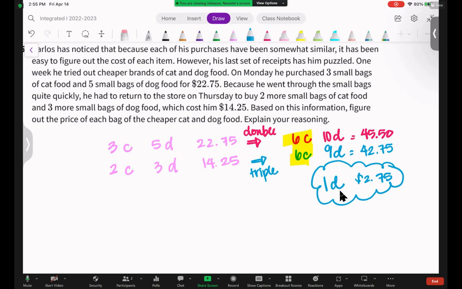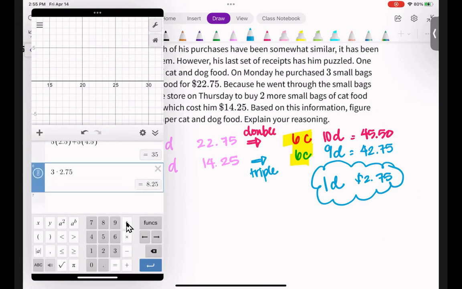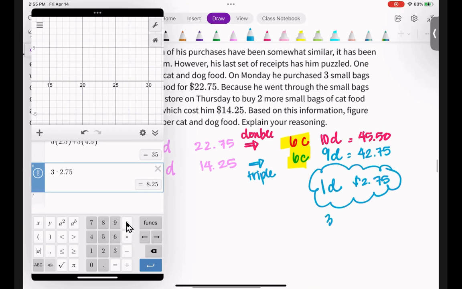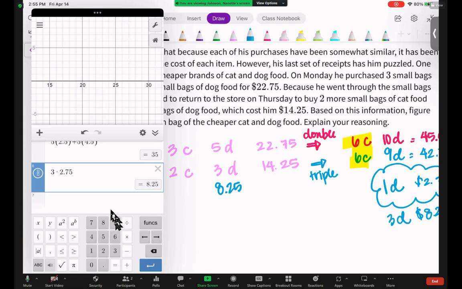So if one bag of dog food costs $2.75, I want it to look like this one. So how much would 3 bags of dog food cost? And then I'm not going to mess with that because I'm going to multiply, I'm sure. So $2.75, okay, so that would be $8.25. So 3 bags of dog food would be $8.25. So this would be $8.25 here. And so of my $14.25, $8.25 is going to dog food.